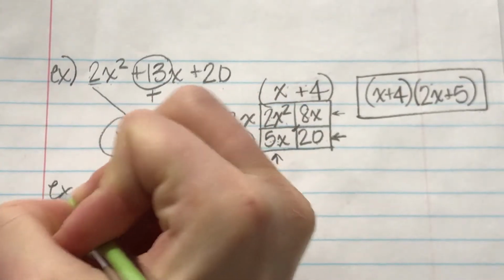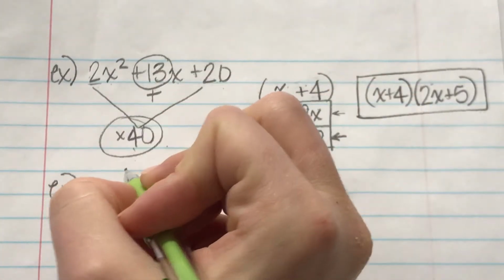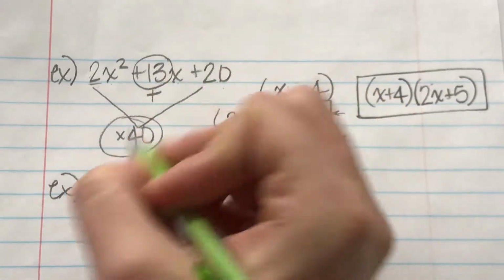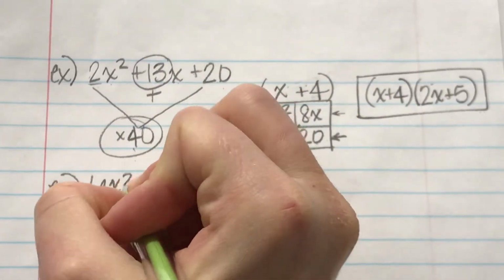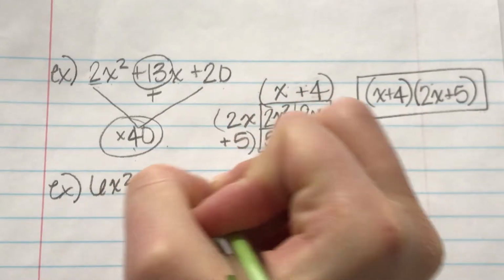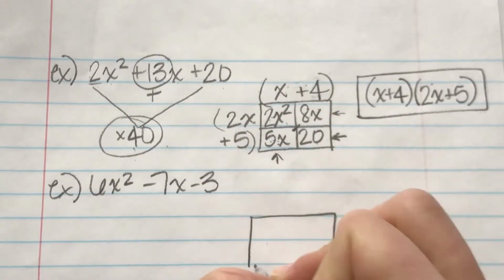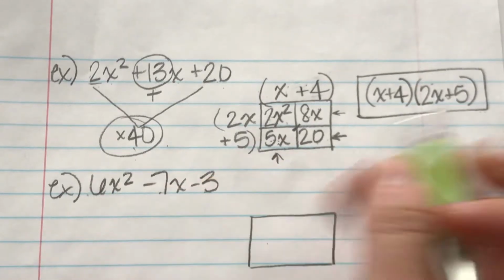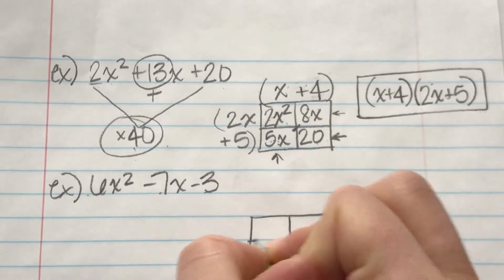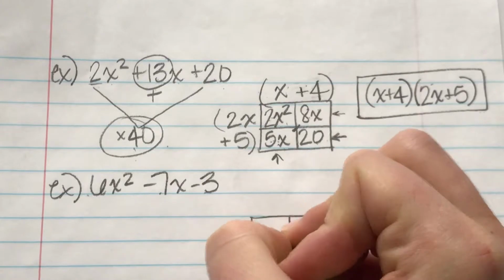Actually, let me do one with a negative. Let's do 6x squared minus 7x minus 3. So I'm going to set up my box because it's not simple. There's no greatest common factor between 6 and 7 and 3. So the problem's not getting any easier.